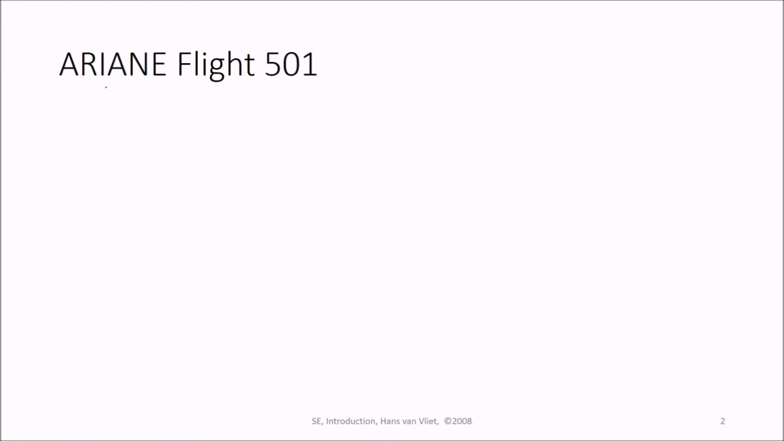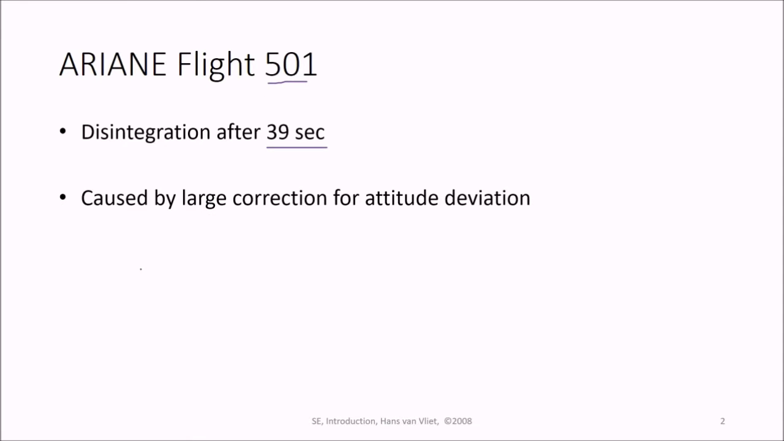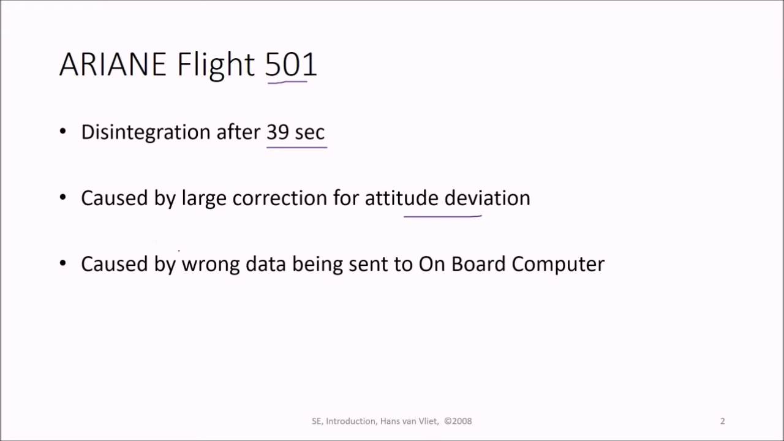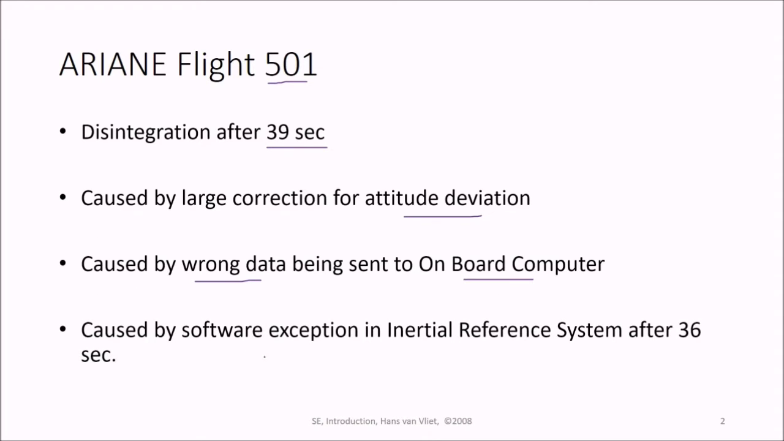This is Ariane Flight 501. So what happened? It disintegrated after 39 seconds. This was a prestigious and valued flight. This was caused by large correction for altitude deviation, and it was caused by the wrong data which was being sent to the onboard computer. This is caused by a software exception, software fault, error, bug, or any word you can use here, in the inertial reference system after 36 seconds.